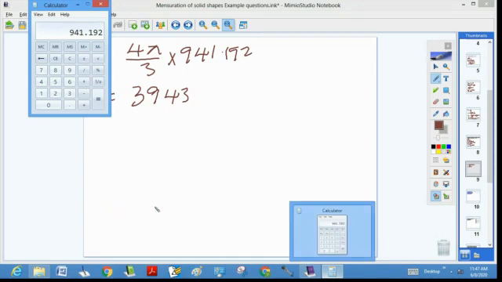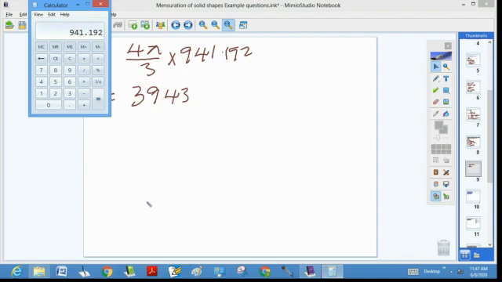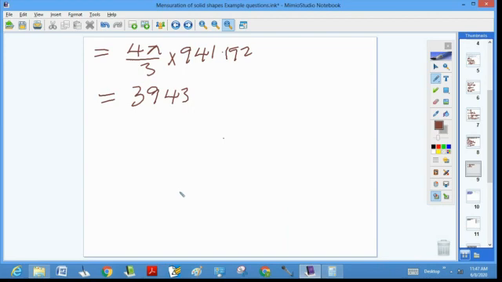So that is the value, so that when multiplied out, everything will give us around 3,942.456 centimeter cube.